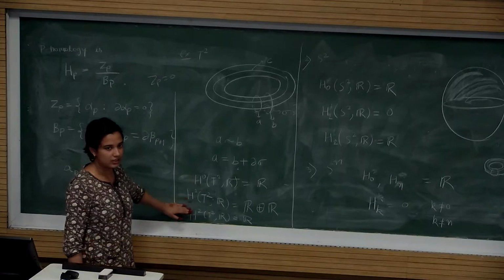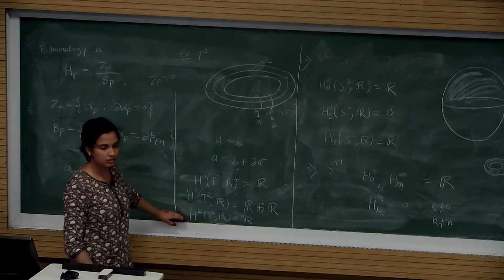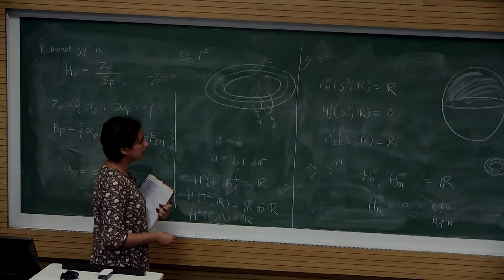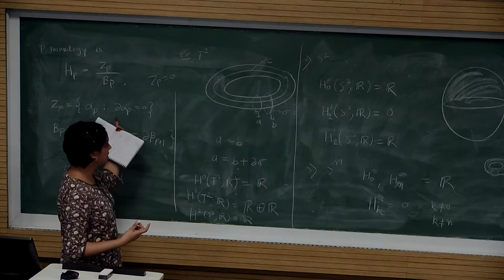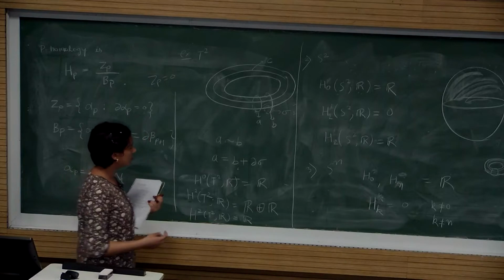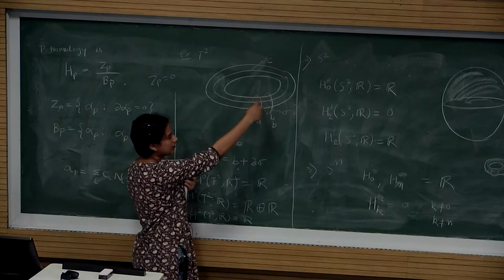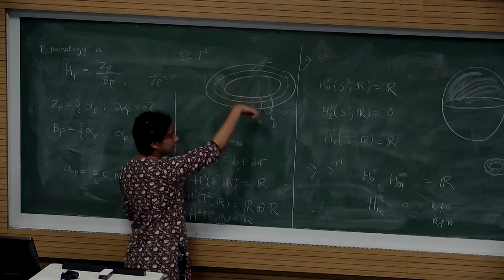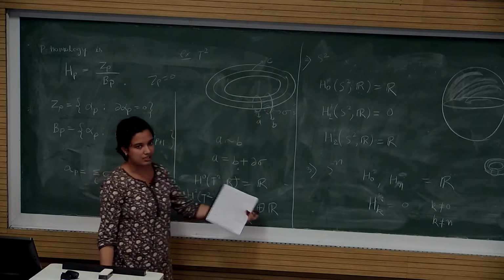For H1 and H2, basically the same way, the set of all one chains, 1 cycles, which are basically chains without boundary. Right. So those will be these circles. And these two are related, only the bigger one and the smaller one. So there is R plus R.